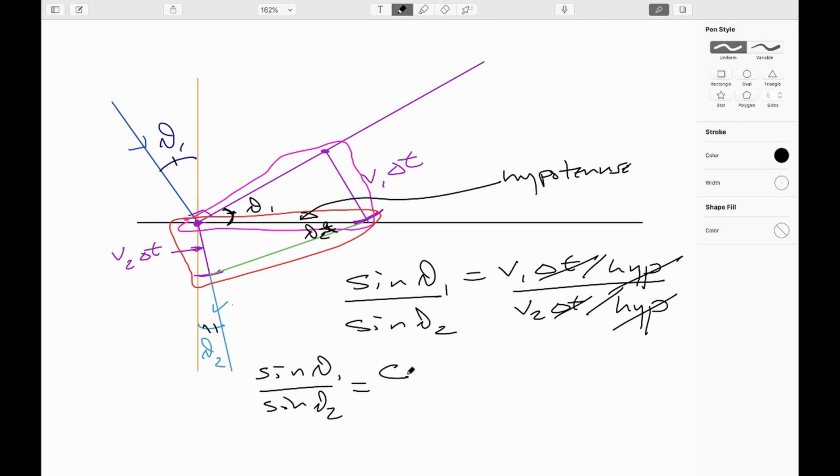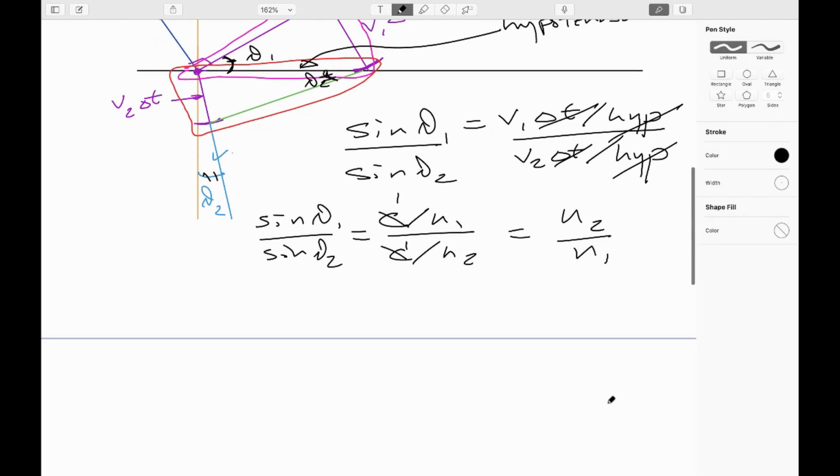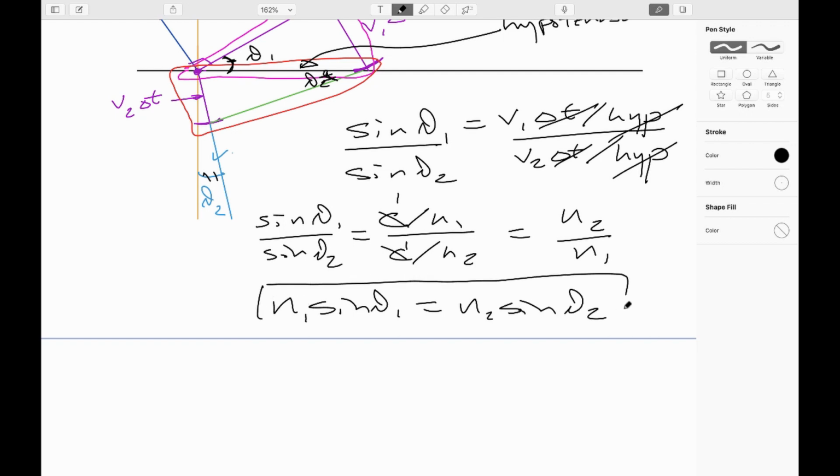But we can write v1 as c over n1 and v2 as c over n2 by the definition of index of refraction. So we get 1 over n1 over 1 over n2. Rationalize the fraction, you get n2 over n1. And all that's left is to cross multiply. We get that n1 sine theta 1 equals n2 sine theta 2. And that completes the proof.